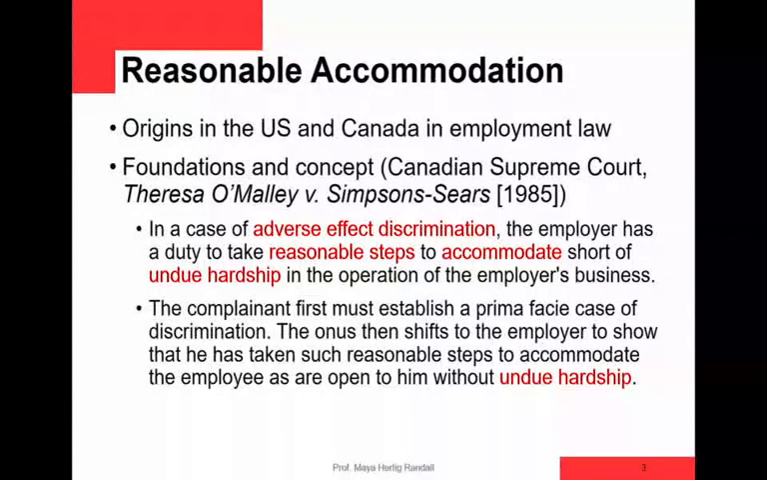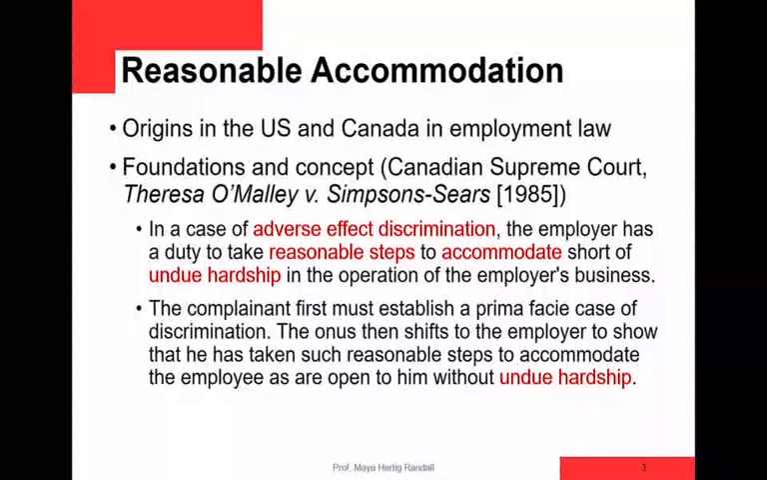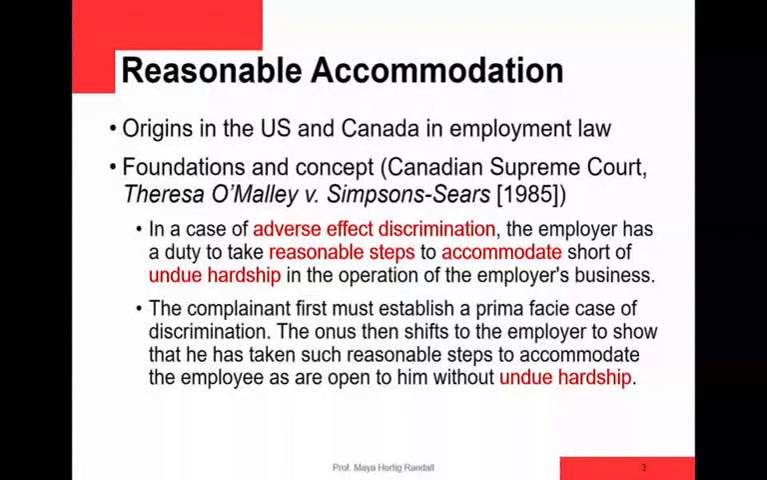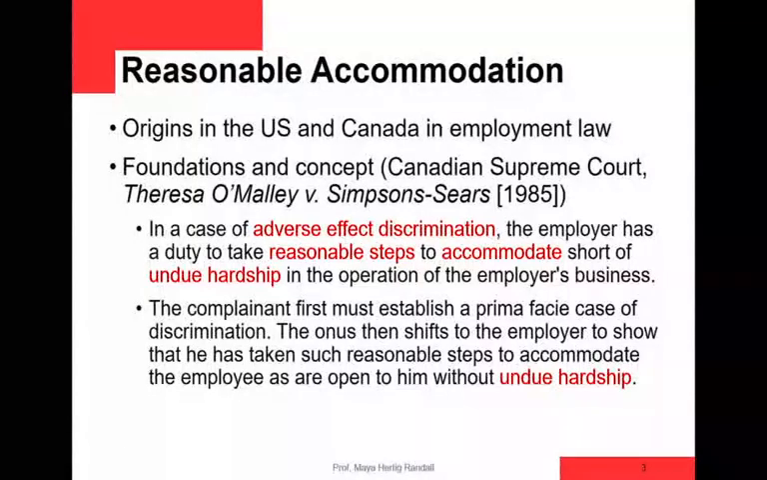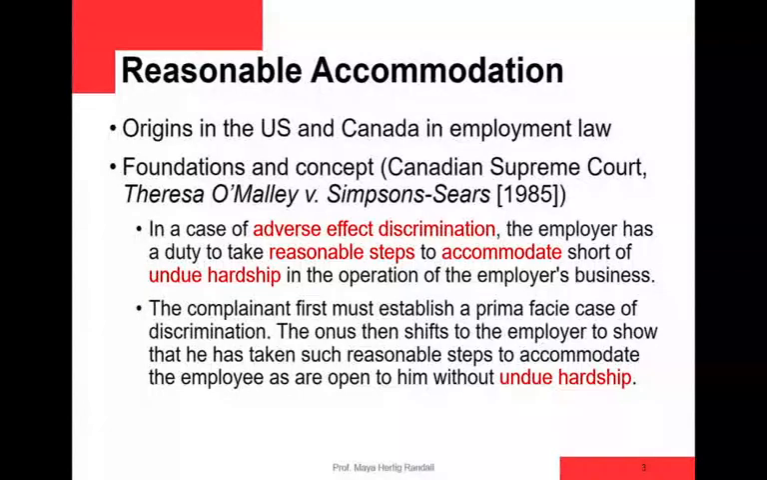We'll first check, is there a prima facie case of discrimination? So do we have adverse impact? And then it is up to the employer to show that the employer has taken reasonable steps to accommodate. And what is not reasonable is if it causes undue hardships for the employer.